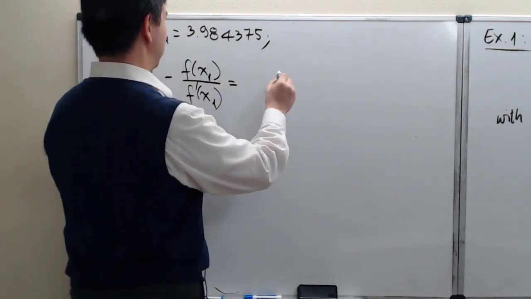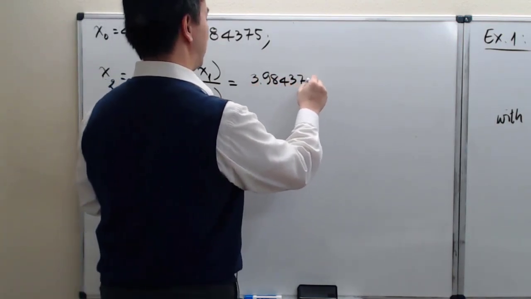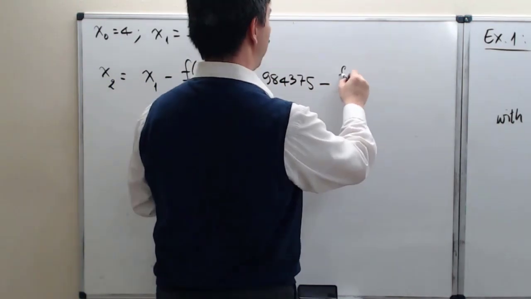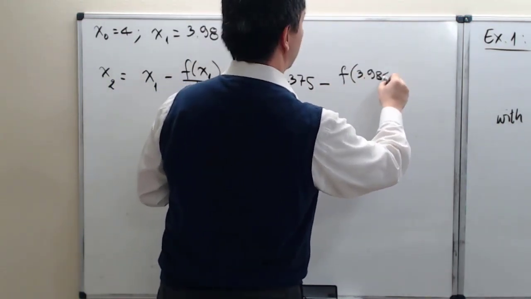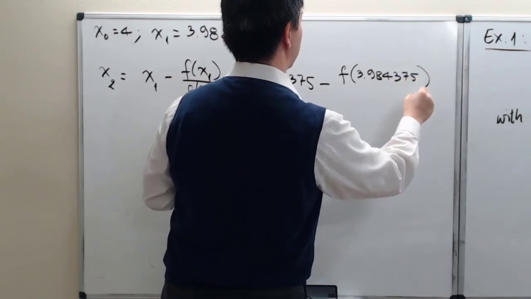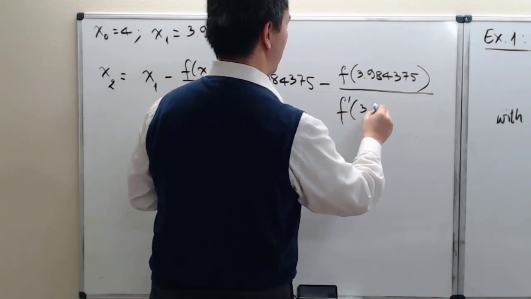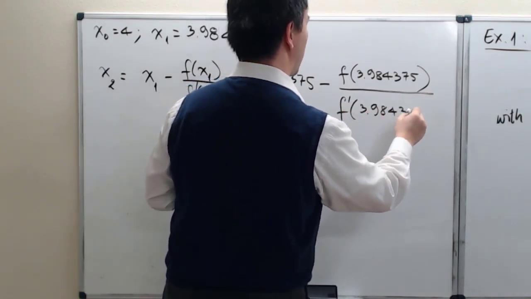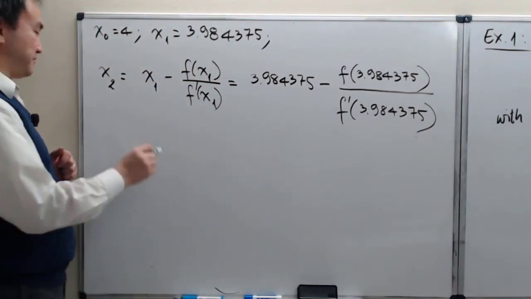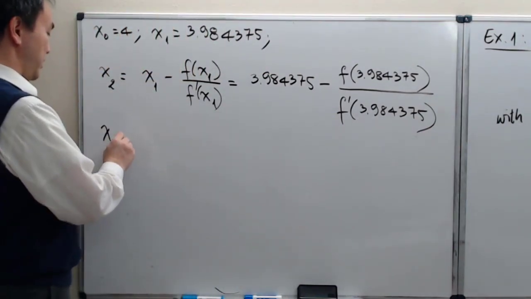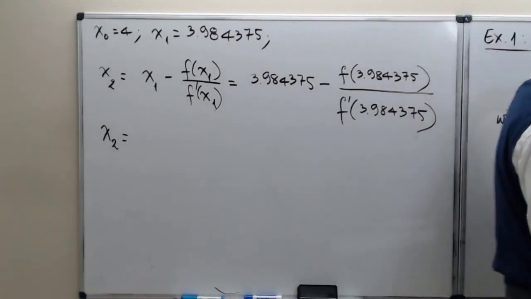So now 3.984375, subtract the function value at 3.984375 divided by f prime at 3.984375. Okay, and so again, allow me to quickly step away for a calculation, and I will be back.